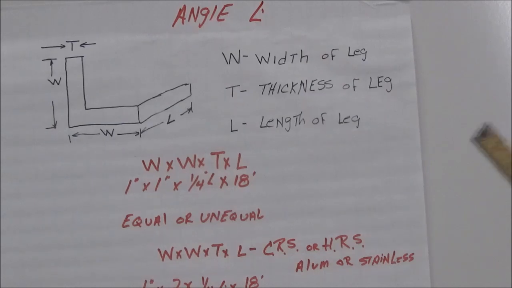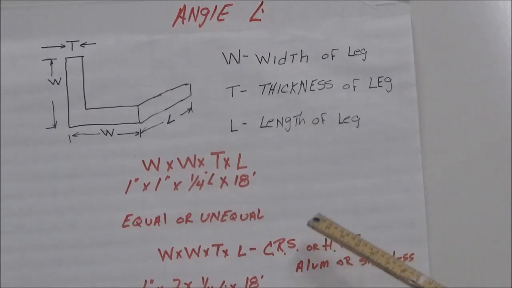Let's take a look at something else here. I have down here CRS or HRS. Now, we learned last time what CRS stands for is cold rolled steel. We are also seeing here that the HRS stands for hot rolled steel. And now it could either be aluminum or stainless or any other material that you can think of, this angle iron, but you would always specify it at the end.